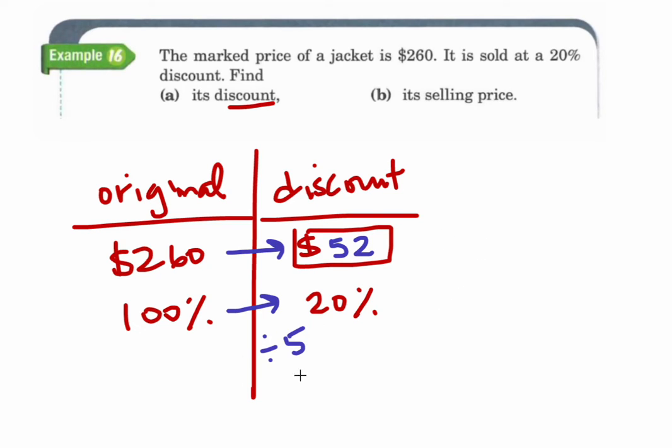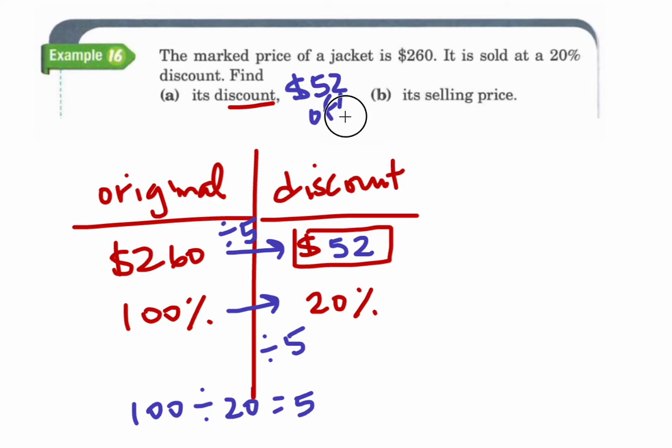If you couldn't figure out the divide by 5 on your own, you can always take 100 and divide by 20, and that'll get you that 5. Okay, so it was 260 divided by 5 using that same pattern to get $52. That's the discount, $52 off.